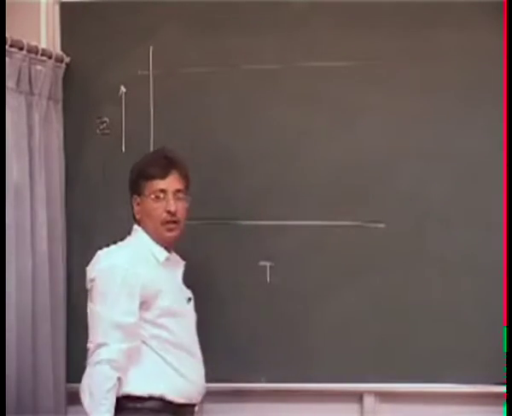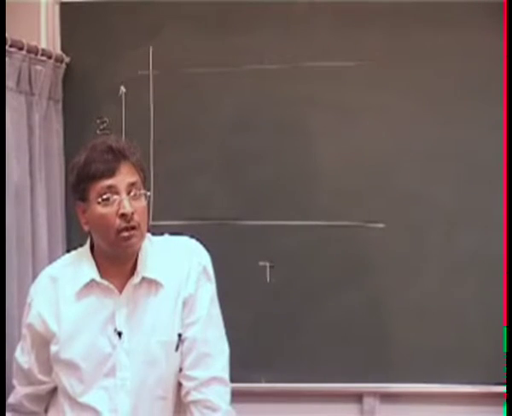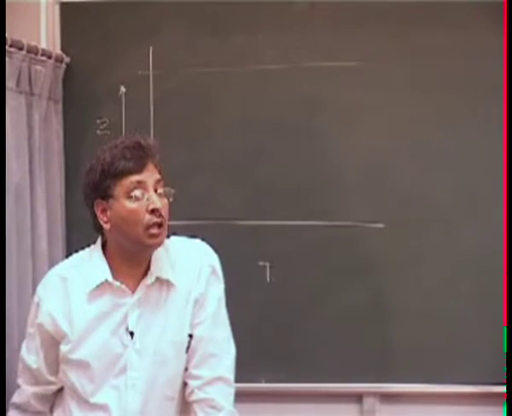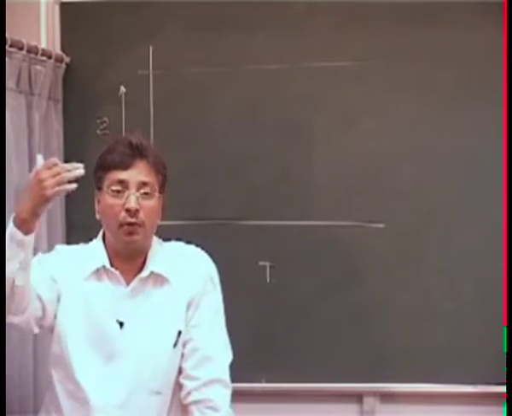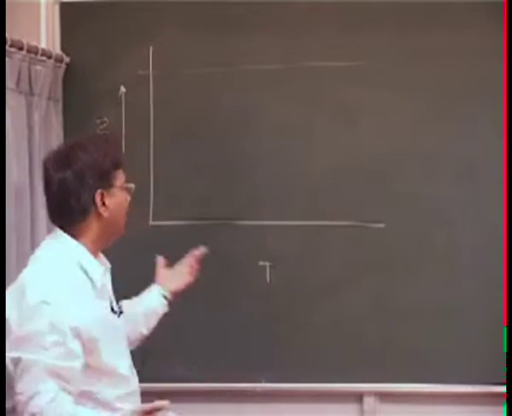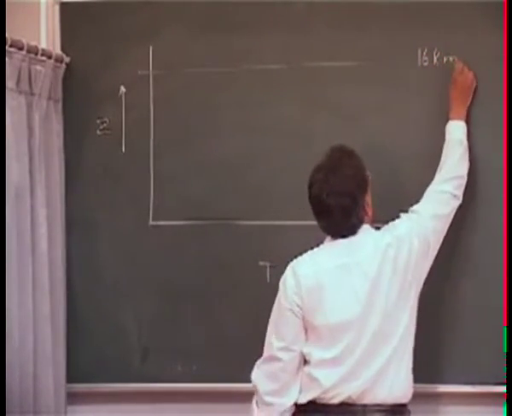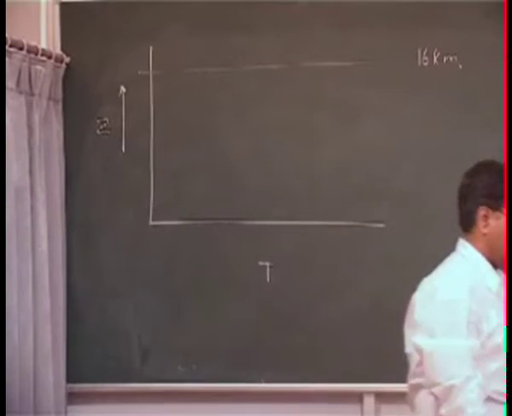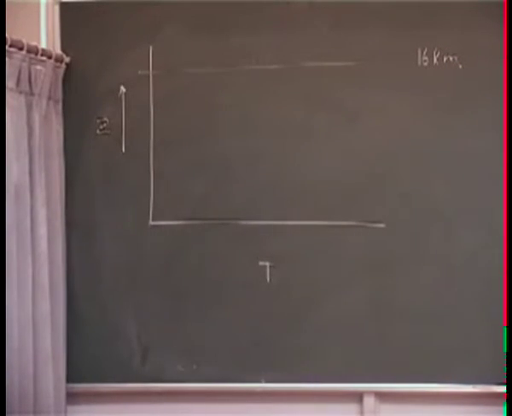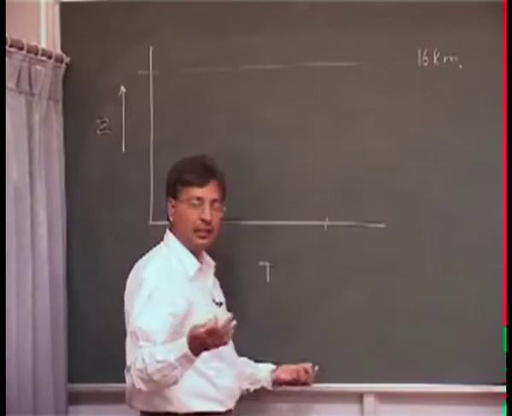How much is troposphere? How far can I go? 16 kilometer. Of course, at the poles it will be different, and at the equator it will be different. At the poles it will be less, but generally, let's say it just goes up to 16 kilometer. So normal temperature you can start with whatever, 28, 30 degrees, doesn't matter.